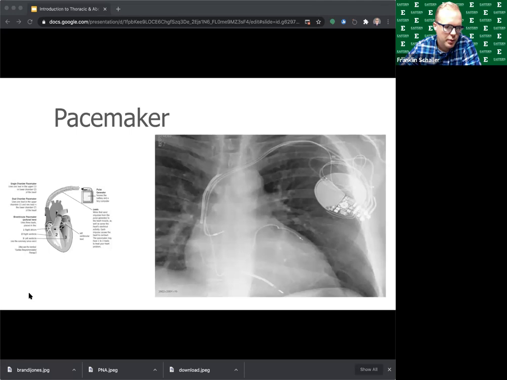Here's a pacemaker. I was going through the lecture earlier today and my six-year-old walked up behind me and he's like, "Daddy, what is that? That looks weird. That looks strange. That's not normal. What is that, Dad?"